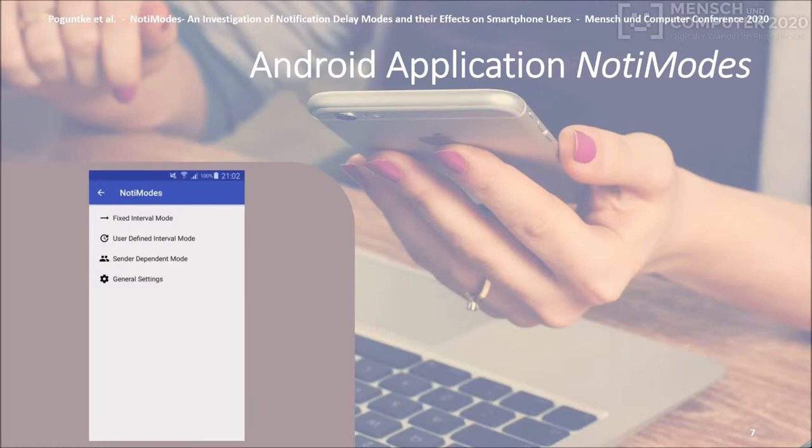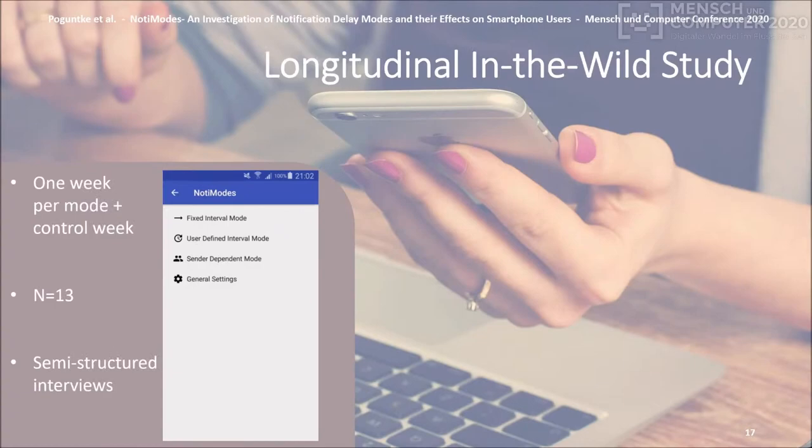Based on these results, we implemented 3 different modes in an Android application called Naughty Modes: the fixed interval mode, the user-defined interval mode, and the sender-dependent mode. Each of these modes was used for 1 week by each user, plus a control week, for each of the 13 users.